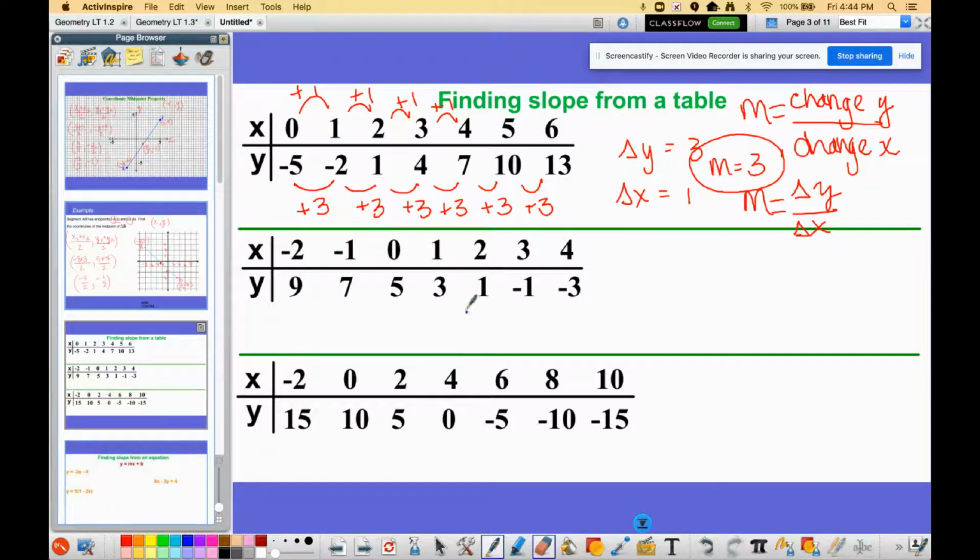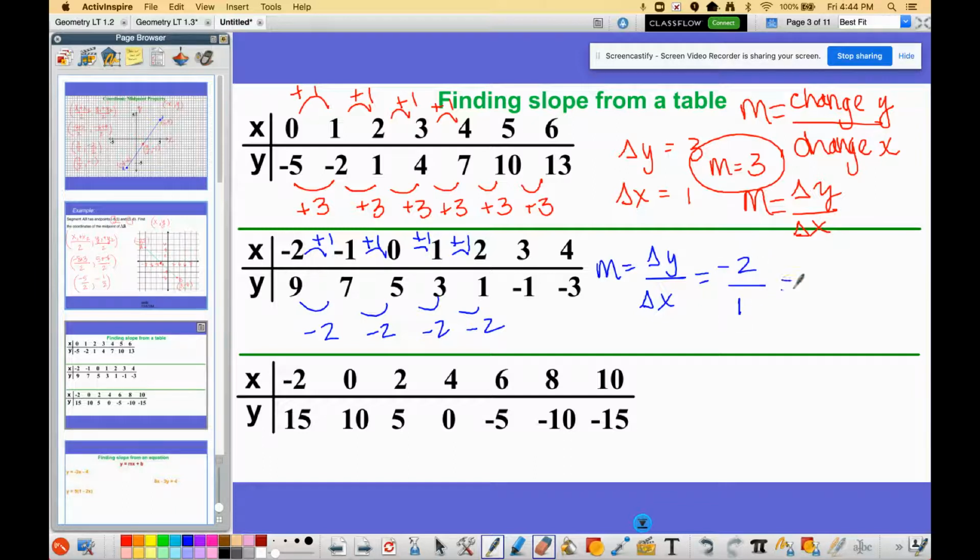Let's look at our second example. Again, to get slope, we're doing change in y over change in x. My change in y from 9 to 7 is going down 2, 7 to 5. Each time it goes down 2. My change in x from -2 to -1 goes up 1. -1 to 0 goes up 1. So adding 1 each time. So my change in y is -2. My change in x is +1. My slope is -2.